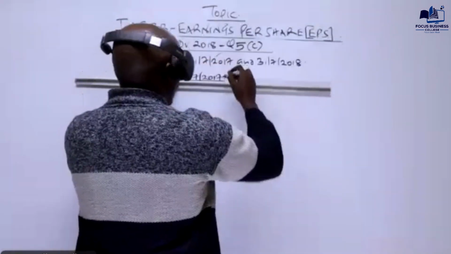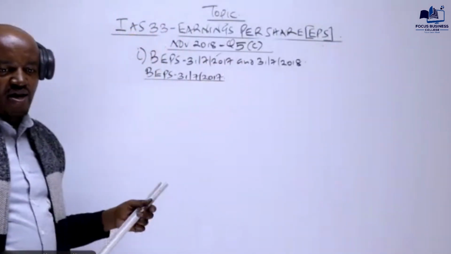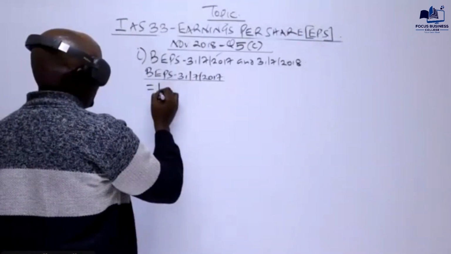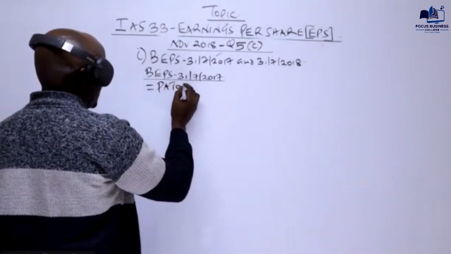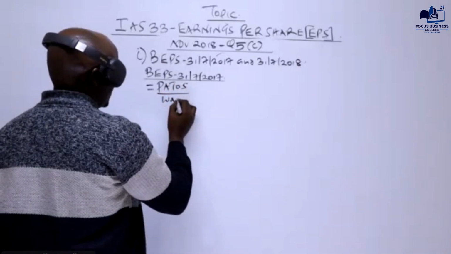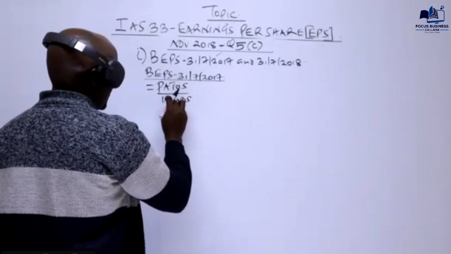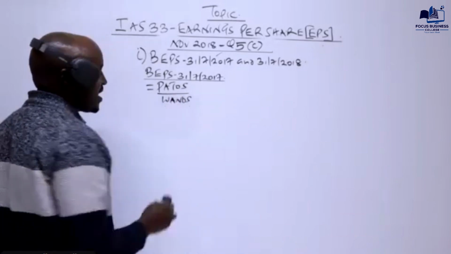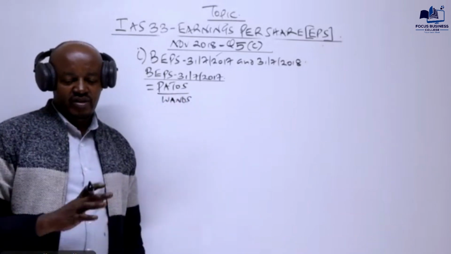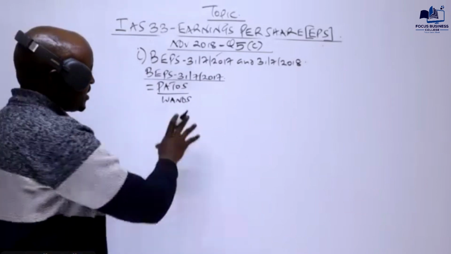So how do we compute this basic earnings per share? The first thing we must always recall is the formula. Remember, we have said that this one is equal to the PATOS, the profit attributable to ordinary shareholders, divided by the weighted average number of ordinary shares. So basically in FR, formulas are not marked, unlike in FM. FM formulas are marked. So in FR, formulas are not marked. So this is basically to guide you.